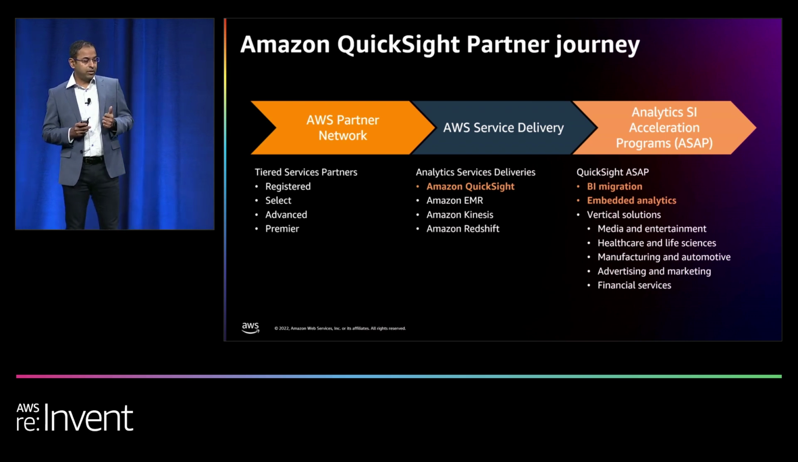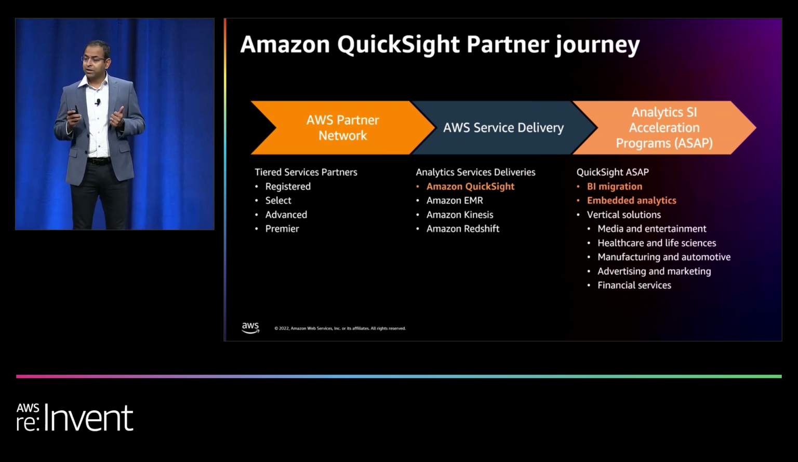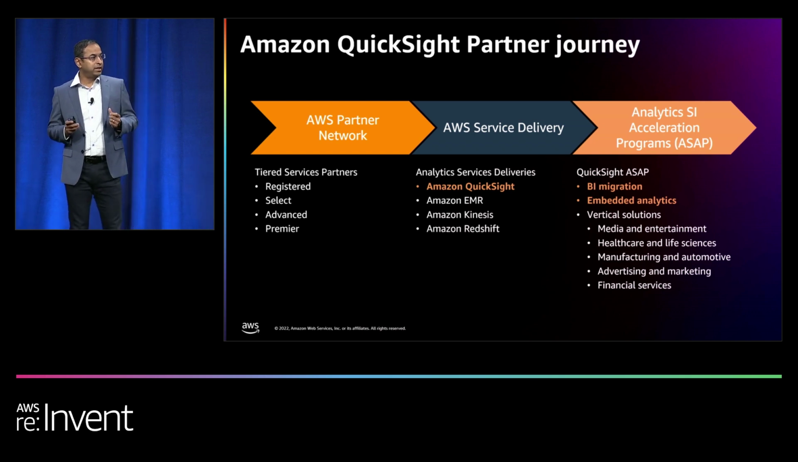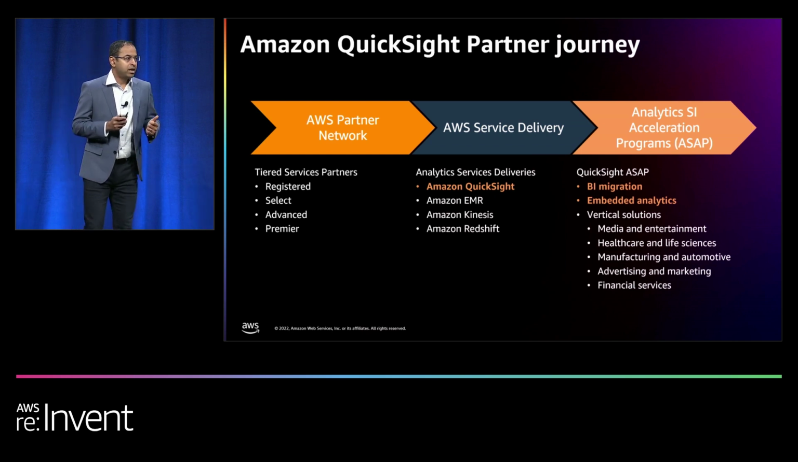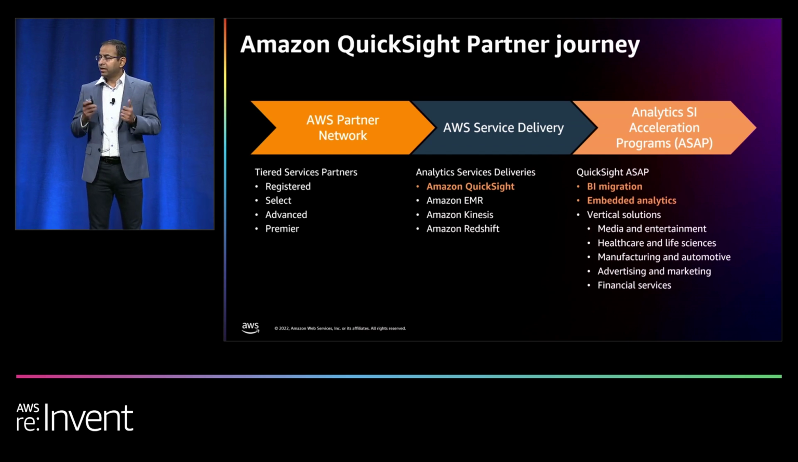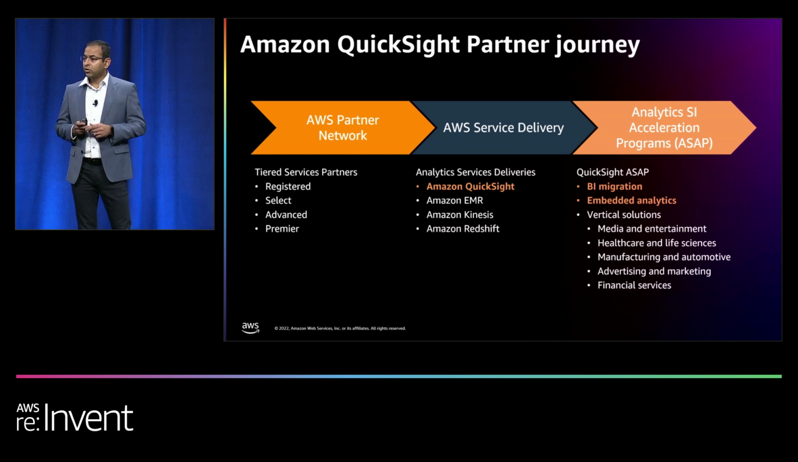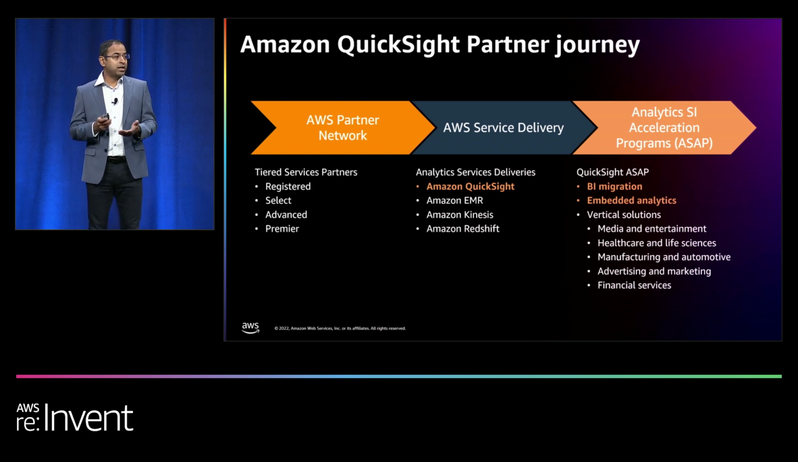The Amazon QuickSight Partner Journey. The first step in the partner's journey is to get the QuickSight Service Delivery Program designation. So what is QuickSight Service Delivery? A service delivery program in general is a validation program that identifies and endorses partners on customer experience and deep expertise on certain services. And Amazon QuickSight is one such service.